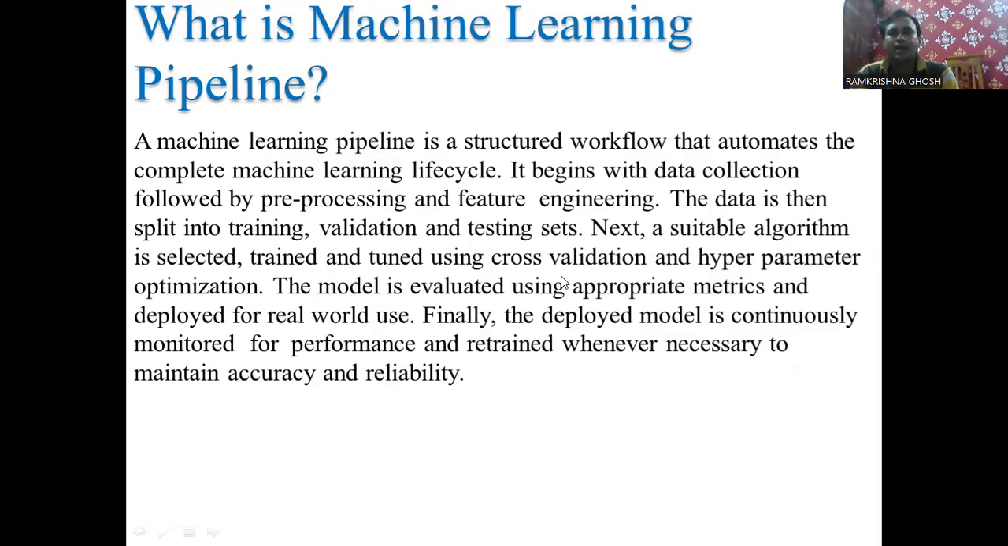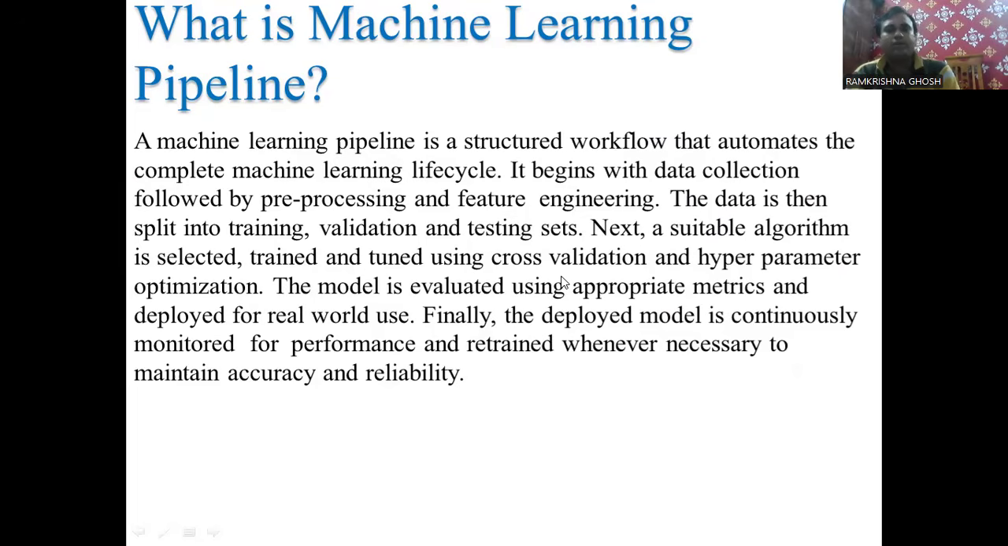Next, a suitable algorithm is chosen, trained, and tuned using cross-validation and hyperparameter optimization. Cross-validation is a technique to reduce overfitting. Cross-validation is a technique of repeatedly splitting the dataset into training and validation sets. The dataset is divided into k subsets. The model is trained k times.